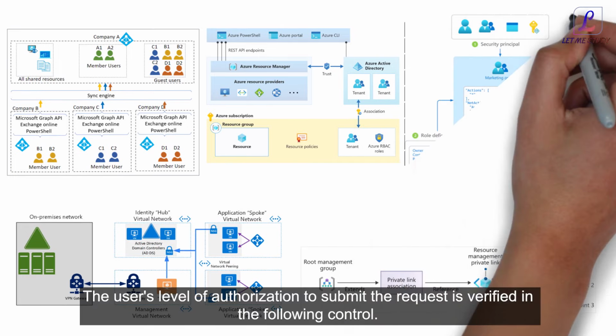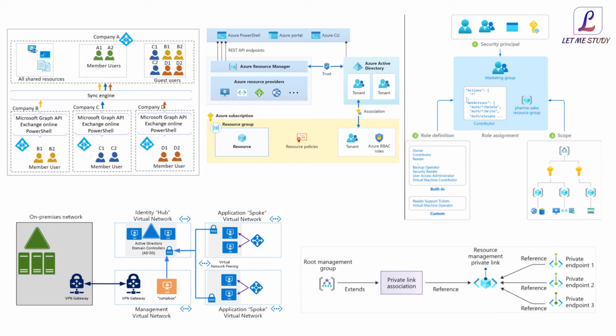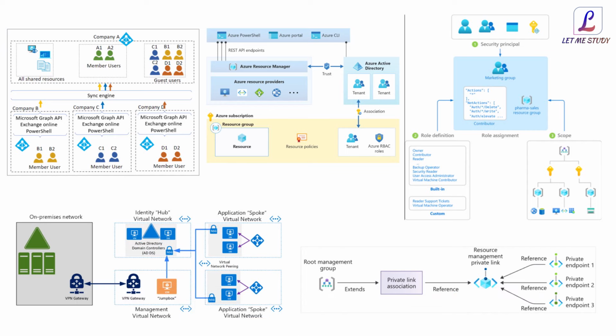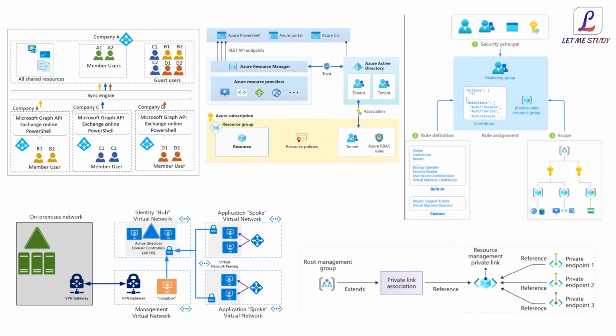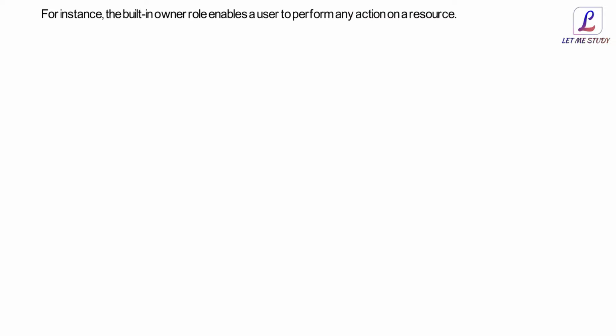The user's level of authorization to submit the request is verified in the following control. Users are given permissions using Azure Role-Based Access Control, Azure RBAC. A user can only access a certain resource with the permission listed in an Azure role. These permissions are put into effect when the user is given the role. For instance, the built-in owner role enables a user to perform any action on a resource.